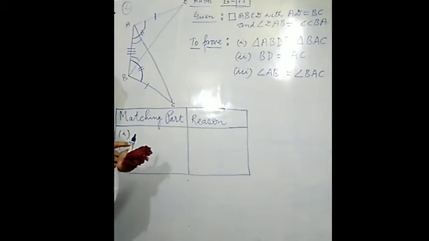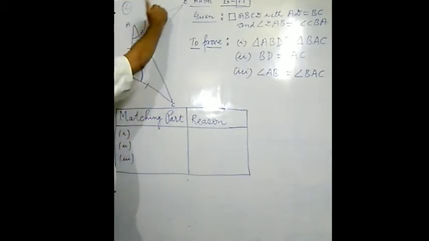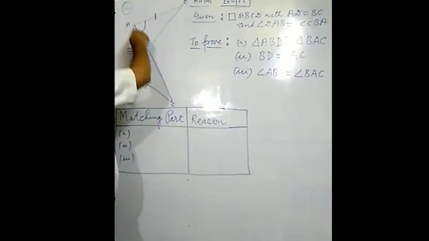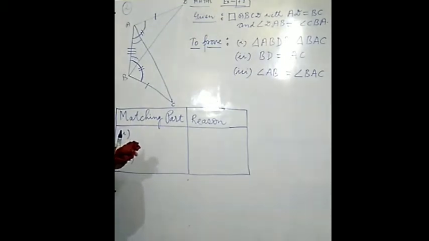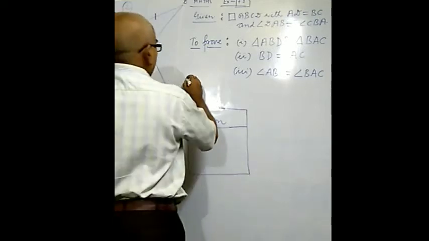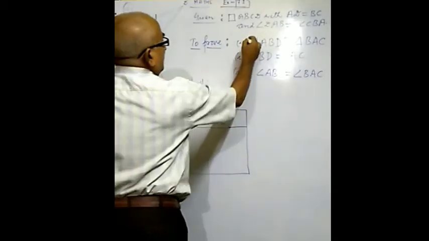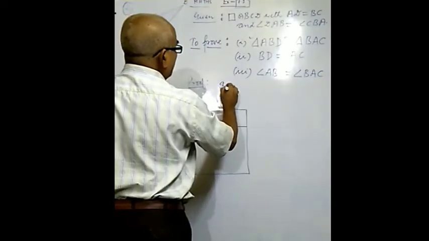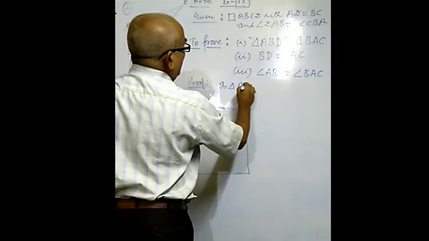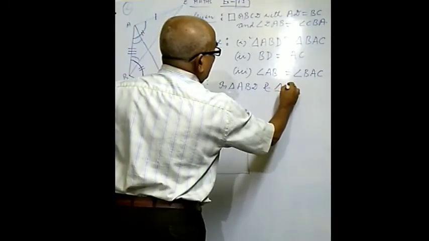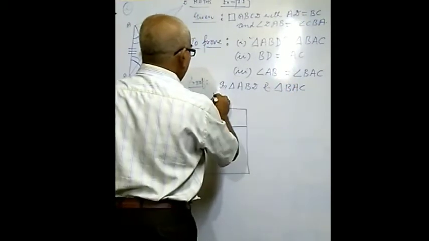So what is prominent here? We only have to show that this upper triangle ABD and BAC, both of the triangles, are congruent. How can you prove that? Firstly, we have to take this type of triangles. We have to take the proof. This triangle will be taken, the same triangle, in triangle ABD and triangle BAC.